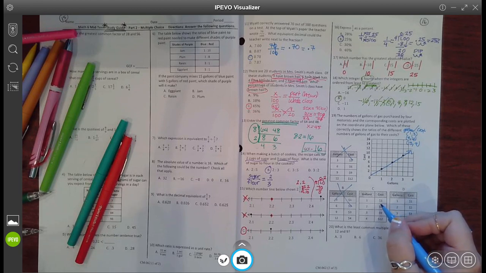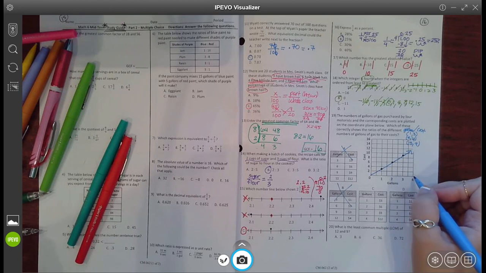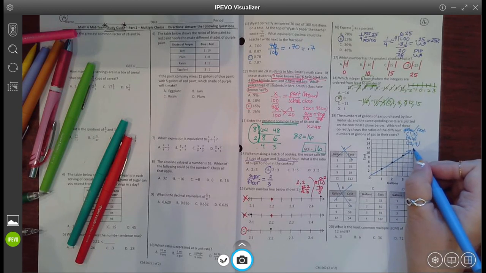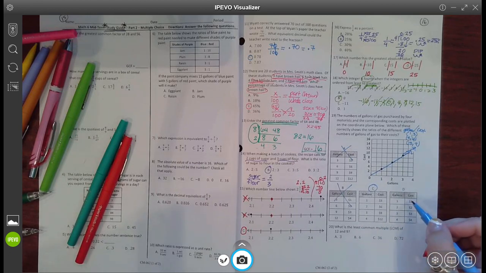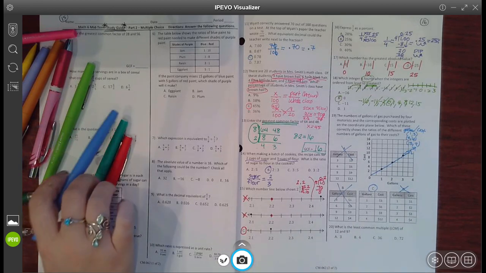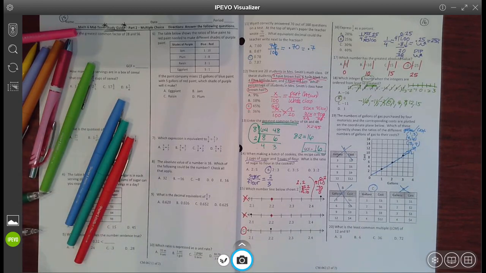Let's double check. It keeps going. 2 is 6. 3 is 9. If I kept going, would this still be on the line? 4, 12. I think that's the right answer. Let's just double check this one to be safe. 1 gallon costs $1. Nope. C it is.